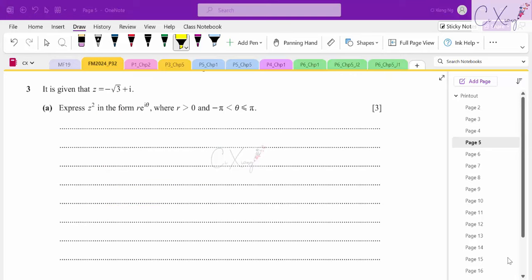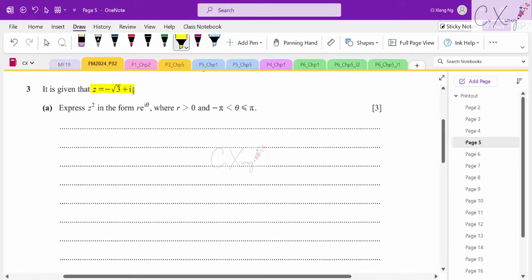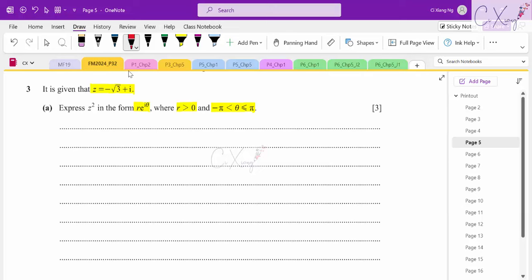Okay, so question number 3, we are given the complex number z. They want us to express z squared in this exponential form, where r is greater than 0 and also theta should be from -pi to +pi inclusive. To find z squared, or z power 2, in the exponential form, there is more than one method that we can use to get the answer. From here I'm going to show you method number 1.